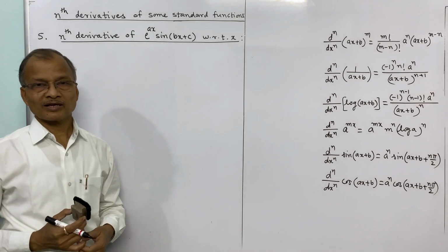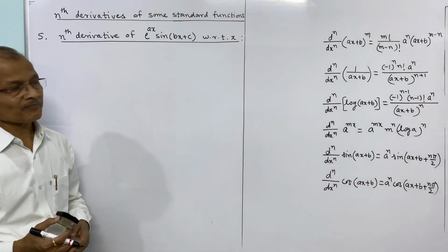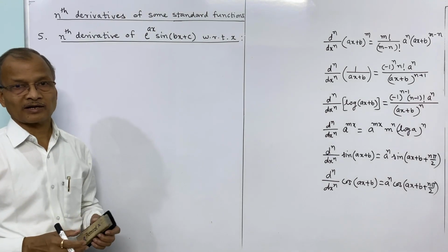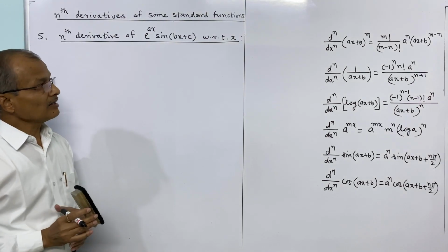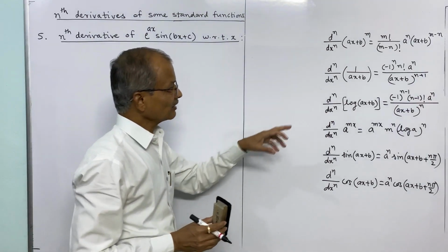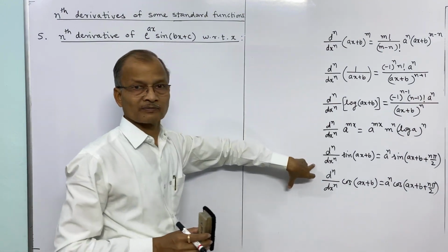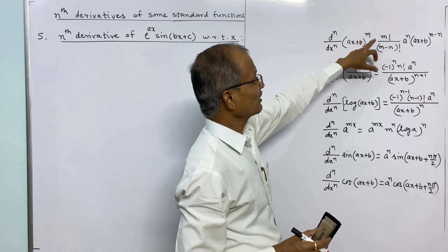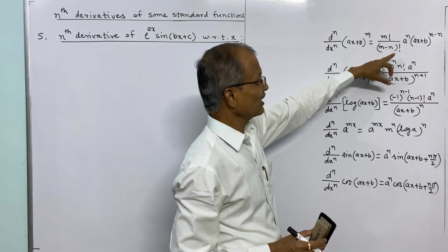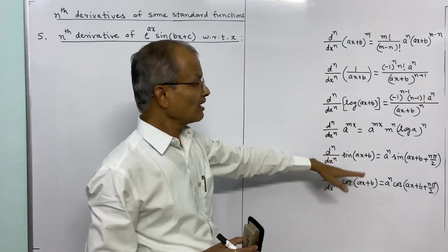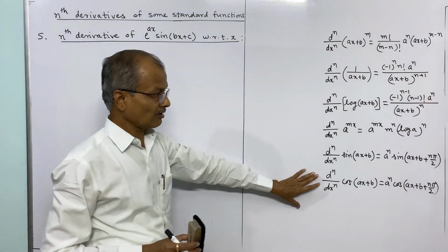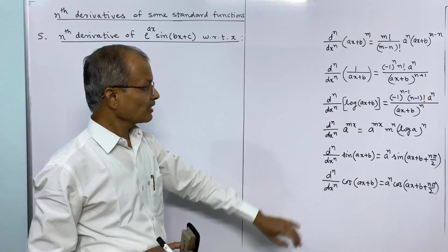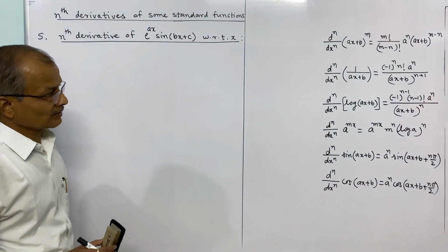Hello friends, we are studying successive differentiation, and in that we are obtaining the nth derivative of some standard functions. Earlier we obtained the nth derivative of some standard functions, that is, the nth derivative of (ax plus b) to the power m is m factorial divided by (m minus n) factorial, etc. So these formulae we have obtained up till now, and we have to remember these formulae for getting the nth derivative.